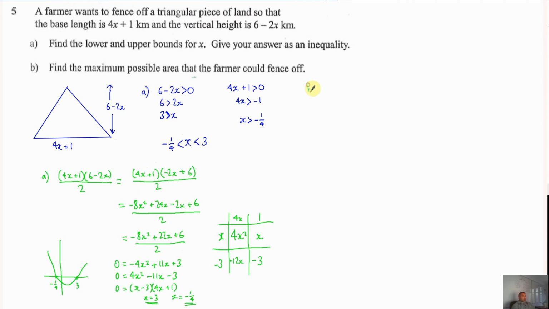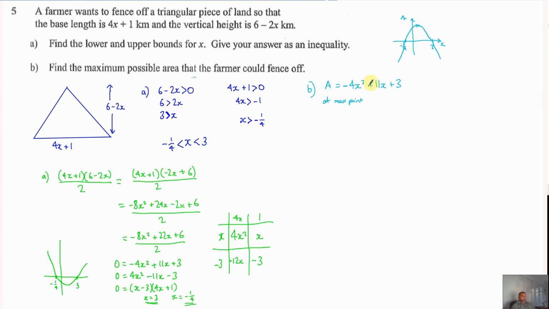Now for part B, it says find the maximum possible area that the farmer could fence off. Luckily we already worked out our area, so I'm going to take that from here. Our area is minus 4x squared plus 11x plus 3. We've got a negative graph, because it's minus 4x squared, and we know that the roots are minus a quarter and 3, so it's going to look something like that. This represents the area, so the area is given to us in terms of x. So when is the area at its maximum point?